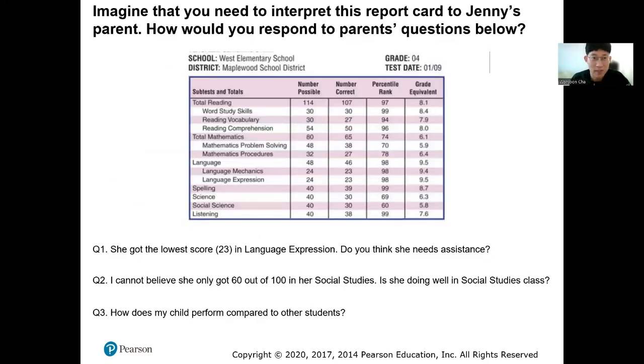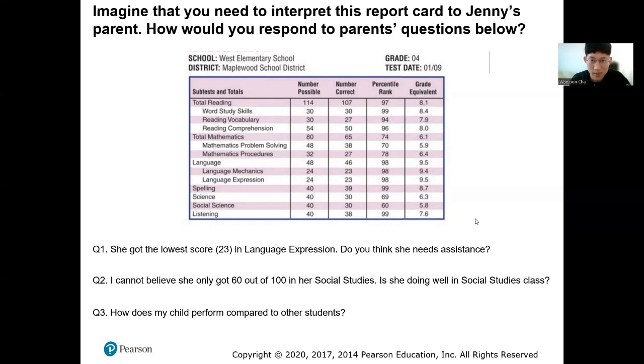The last part of this video is applying the knowledge that you have learned in actually interpreting the report card. So imagine that you need to interpret this report card to Jenny's parent, who is quite dissatisfied with Jenny's result. How would you respond to the parent's questions below?